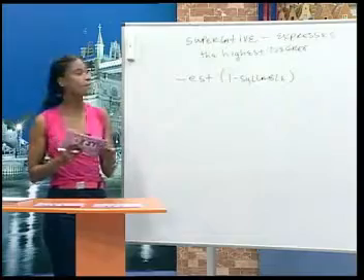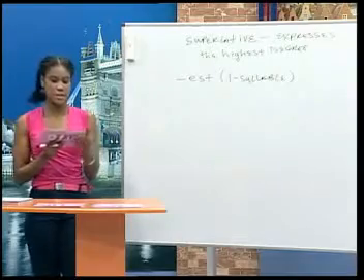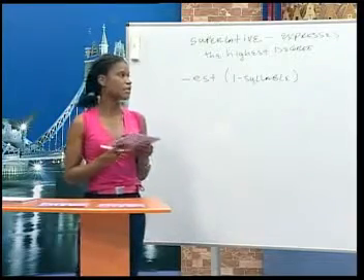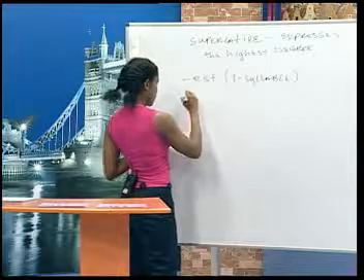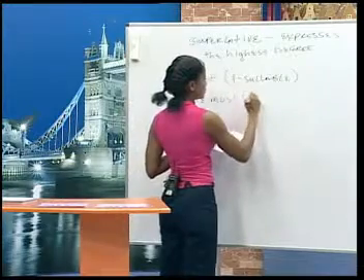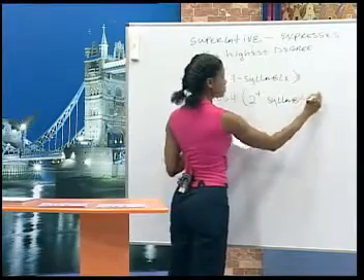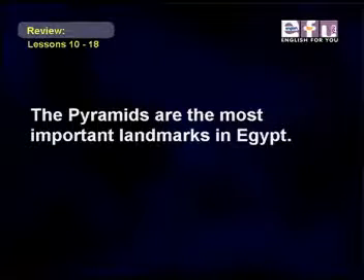Now, of course, for some one-syllable adjectives, the consonant is doubled, like in the comparatives. So when the word ends in a vowel and a consonant, you double the consonant. For example, Russia is the biggest country in the world. Okay, for two or more syllable words, we add the most in the superlative. For example, the pyramids are the most important landmarks in Egypt.